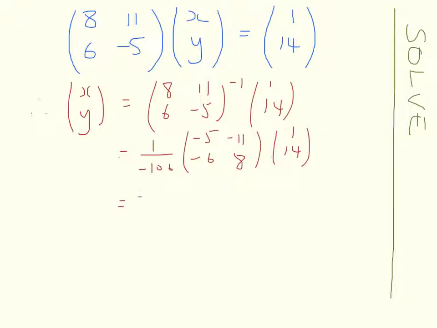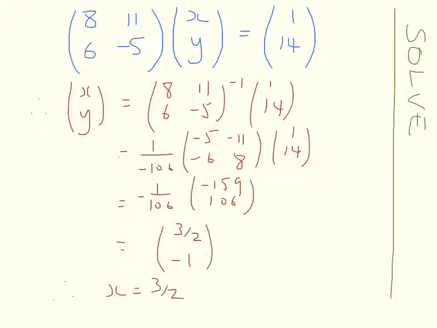If we multiply those two matrices together, we get this, which equals 3 over 2, minus 1. Therefore, x equals 3 over 2 and y equals minus 1.